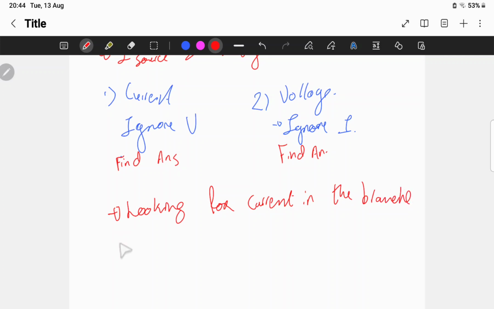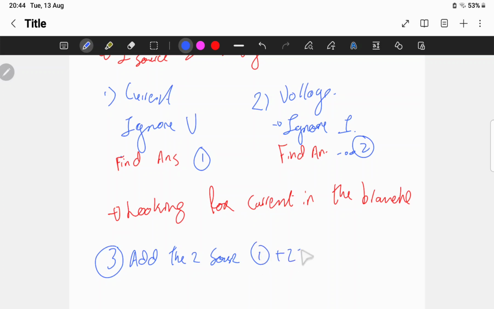And then finally, for your final step number 3, you're going to add the two sources. This is going to be 1 and this is going to be 2. So 1 plus 2, and then that will be your final answer, right? Is that clear enough?